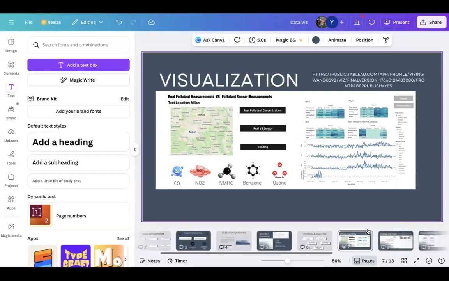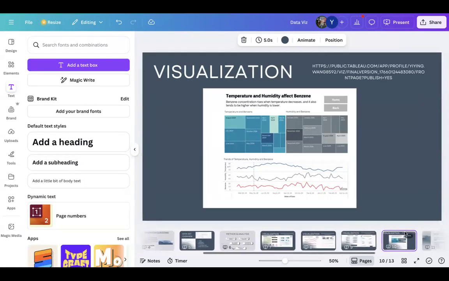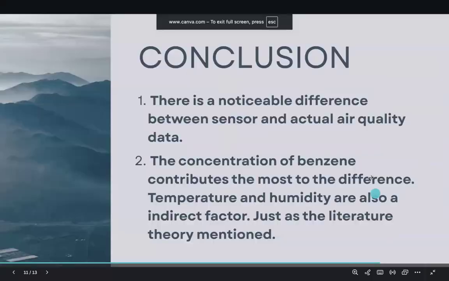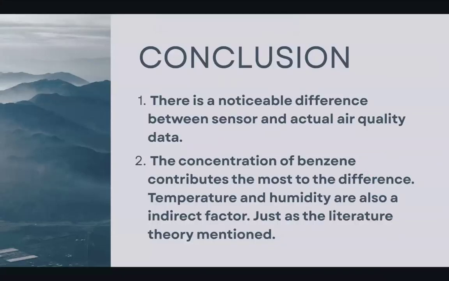Let's go back to our slides. Yeah, and then I will do the conclusion. From the visualization, we found that there is a noticeable difference between sensor and actual air quality data. The concentration of benzene contributes the most to the difference, while temperature and humidity are just an indirect factor, and the literature really helped us.